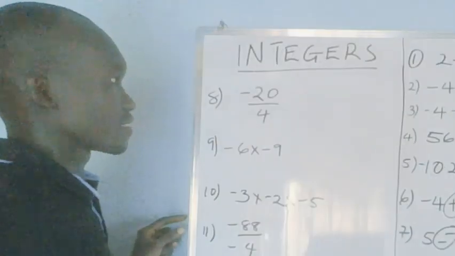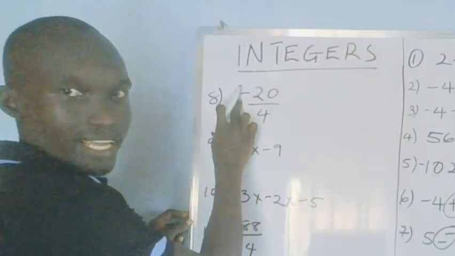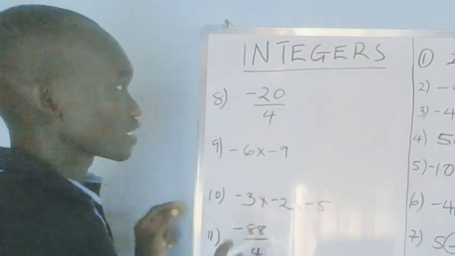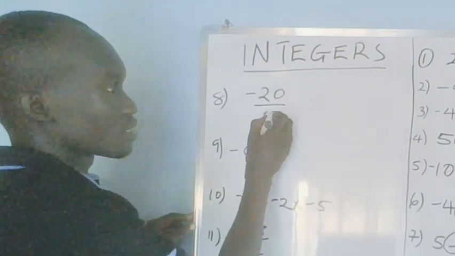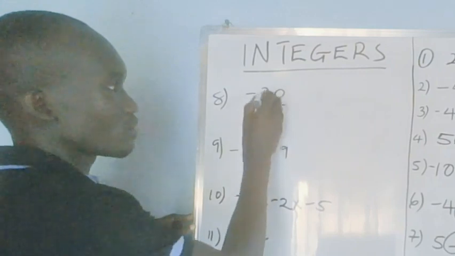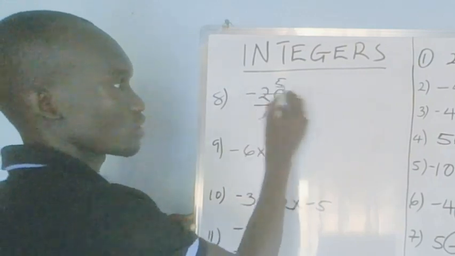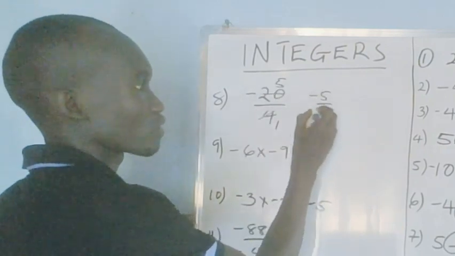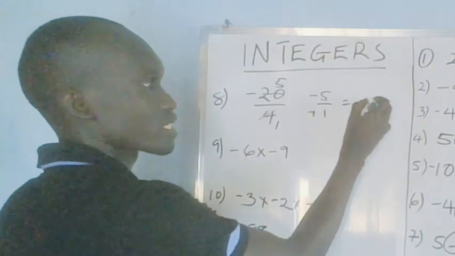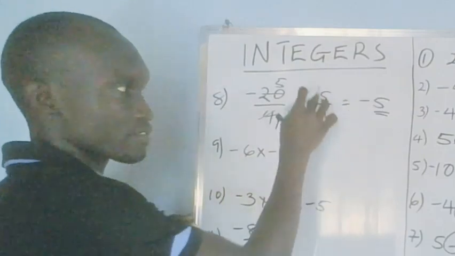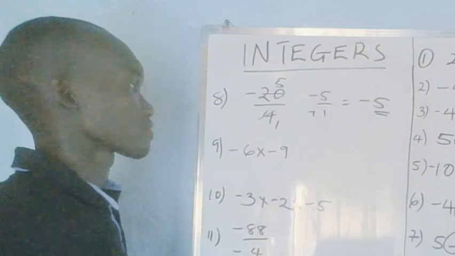Let's look at number 8. This time we are dividing a negative by a positive. So in this case, 20 divided by 4, that will be 5. So this will be negative 5 over positive 1, which is the same as negative 5, because negative is stronger, it takes the sign.